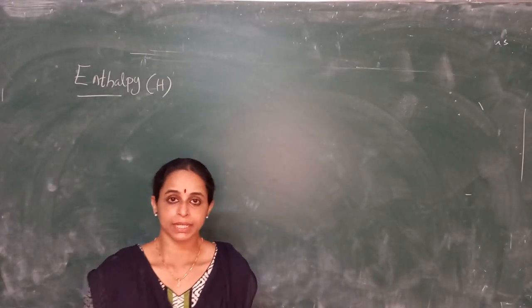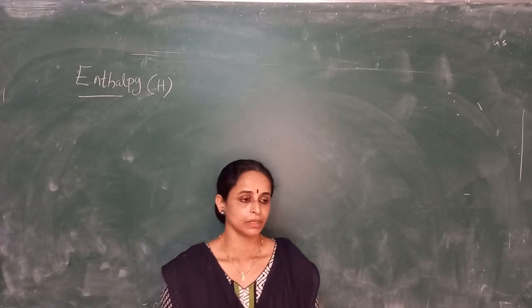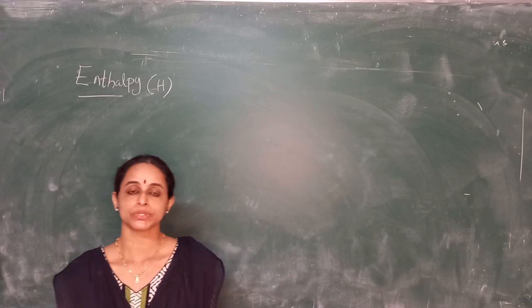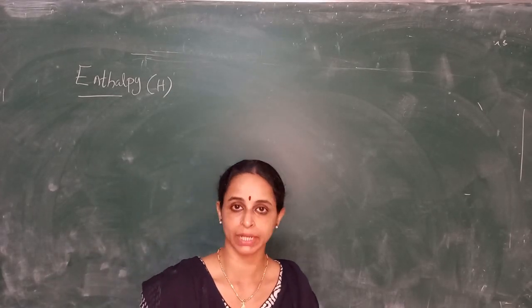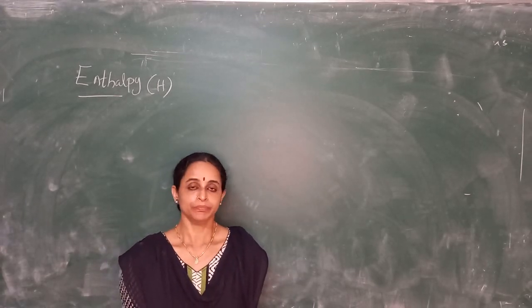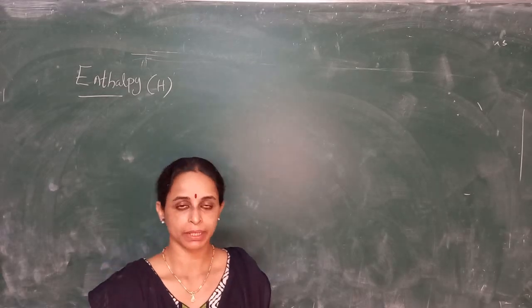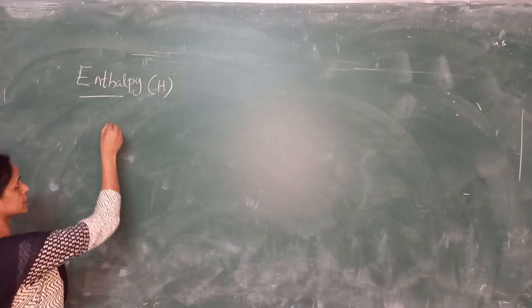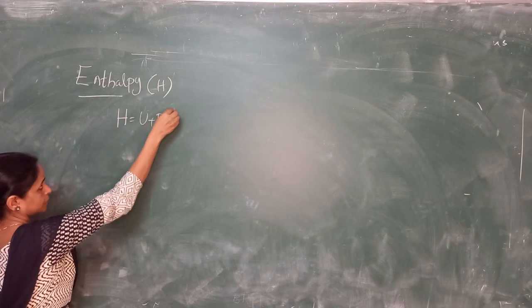In the earlier chapter, in the first law of thermodynamics, many times we have used the U plus PV term. So the enthalpy is actually given by this equation, that is H is equal to U plus PV.